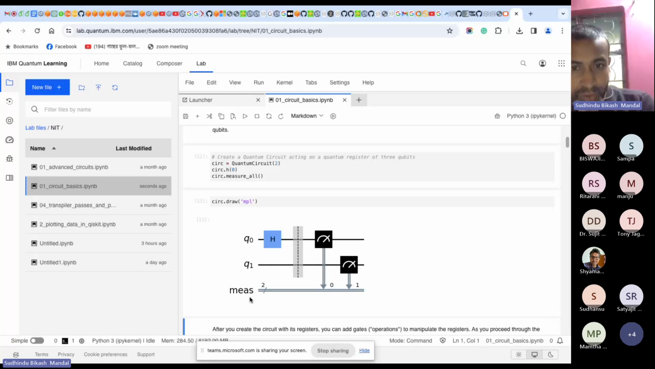That's why I told you that a quantum circuit has two components. One is the quantum register. This Q0 and Q1 is our quantum register, and mesh is our classical register. After this measurement, the first qubit result goes here, to 2 qubit. That's why there are 2 measurement lines. The first qubit measurement line maps with the first classical register, and the second qubit measurement with the second.